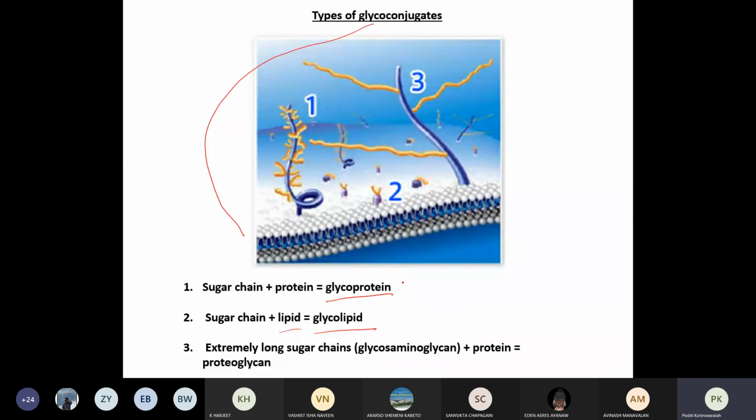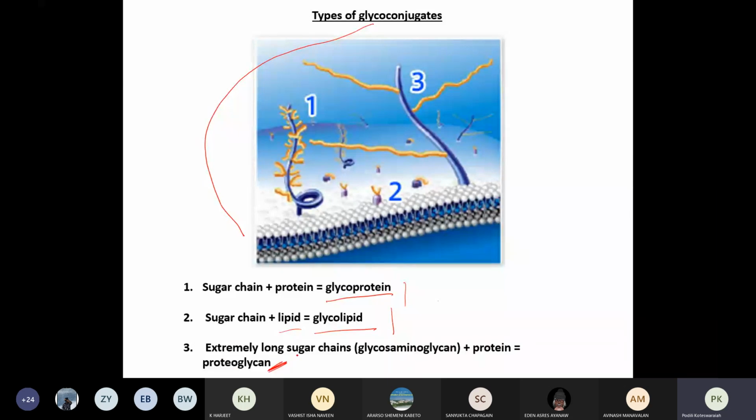In both the glycoproteins as well as the glycolipids, the components come from the protein and the lipid respectively. The major component in glycoproteins is contributed by the protein, and the minor component is from the sugar. The same holds for glycolipids. But we have another, third class of glycoconjugates, known as the proteoglycans.